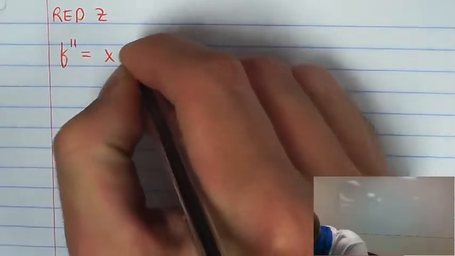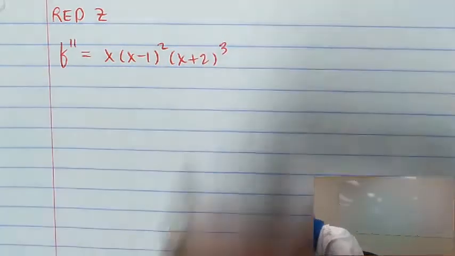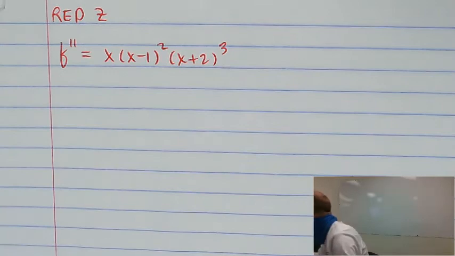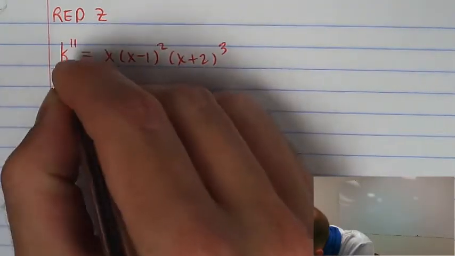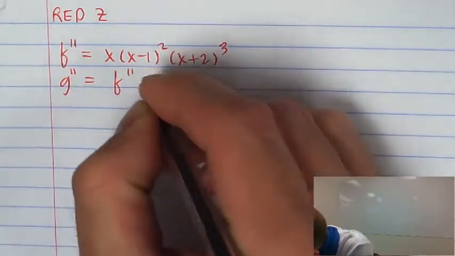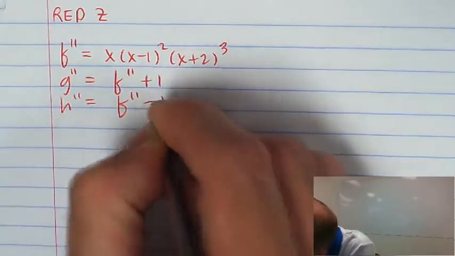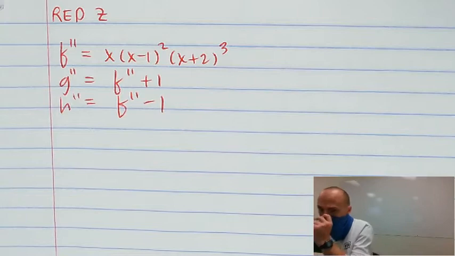All right, for red Z, I'm going to copy most of the problem. F double prime is (x minus 1) squared, (x plus 2) to the third, plus 2 to the third, just making sure that's right. G double prime is F double prime plus 1. And H double prime is F double prime minus 1. Just to save myself some writing.